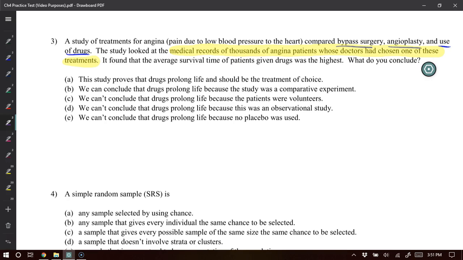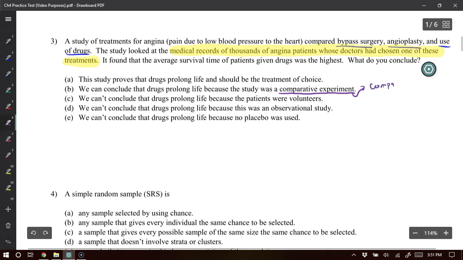This study proves that drugs prolong life and should be the treatment of choice. It did say it found the average survival time of patients given drugs was the highest. We can conclude that drugs prolong life because the study was a comparative experiment. Well, a comparative experiment. Was this an experiment? I mean, we were comparing records.